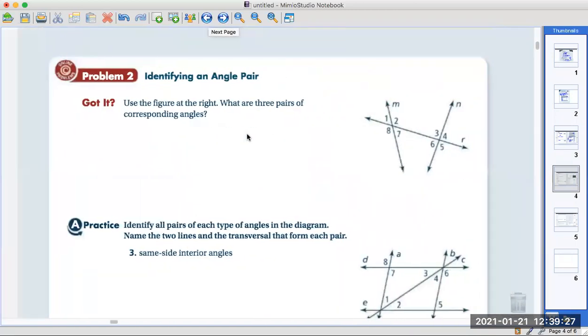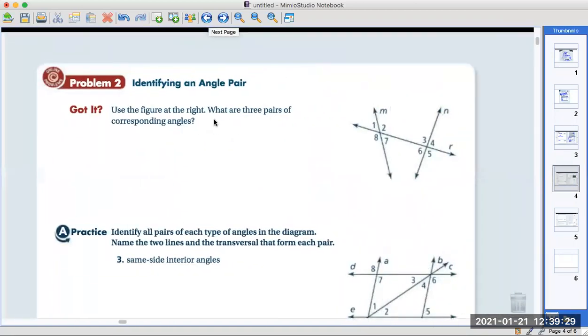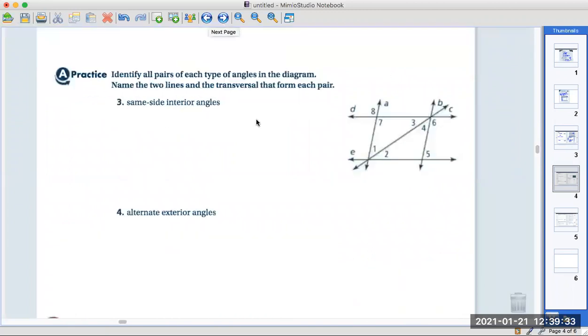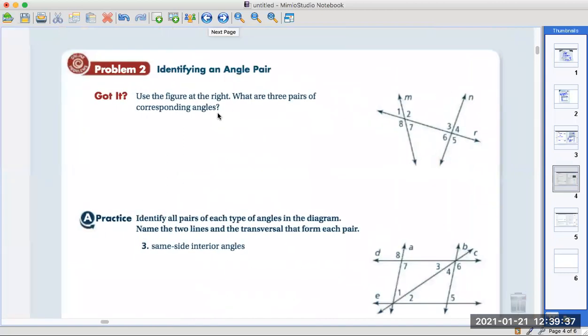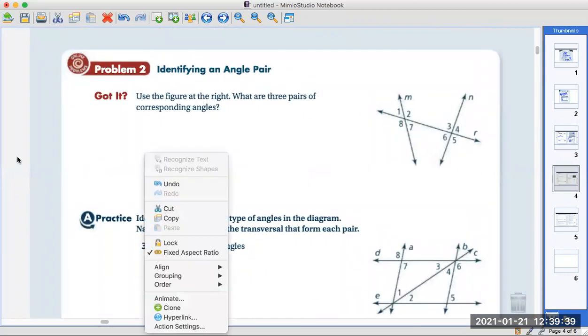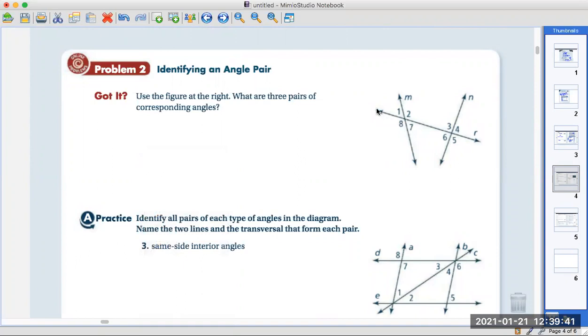And now we're going to look for those here. We're on page 68. In our figure, what are 3 pairs of corresponding angles? So I'm looking for my transversal. They're not always called t, by the way. This one is called R. You just have to see which one crosses. It always crosses 2 lines.